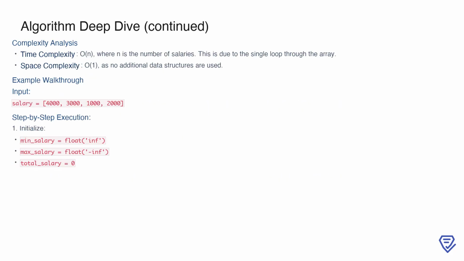Let's analyze the complexity and walk through an example. The time complexity is O(n), as we only loop through the array once.